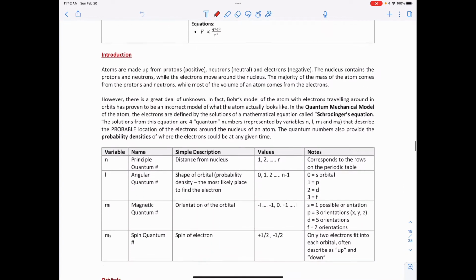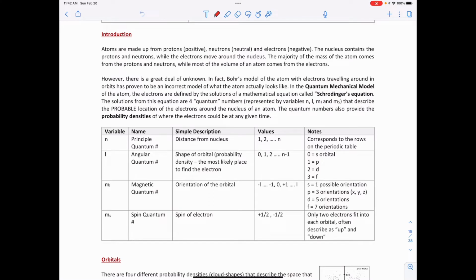So, introduction here: atoms are made up of protons, which are positive, neutrons, which are neutral, and electrons, which are negative. The nucleus contains the protons and the neutrons, while the electrons move around the nucleus. The majority of the mass of the atom comes from the protons and the neutrons, while most of the volume of an atom comes from the electrons. However, there is a great deal of unknown. In fact, the Bohr model of the atom, with electrons traveling around in orbits, has proven to be an incorrect model of what the atom actually looks like.